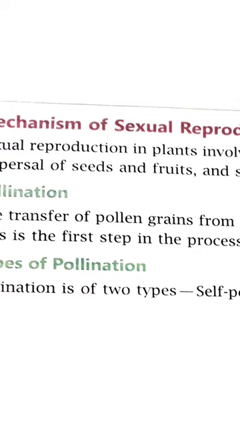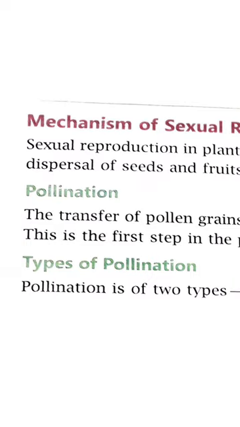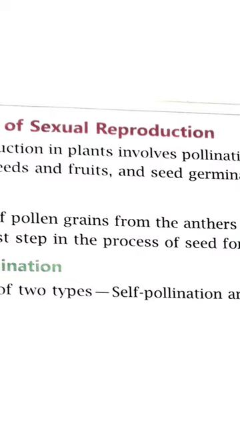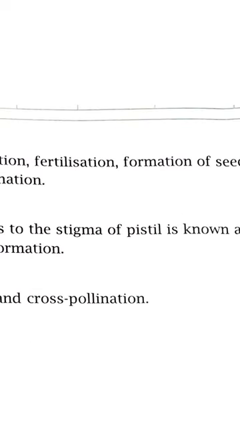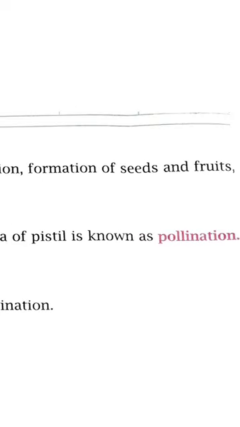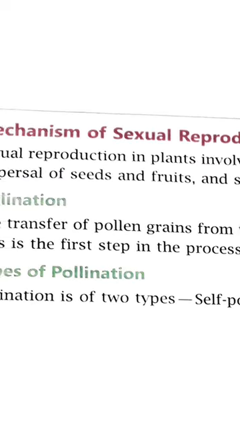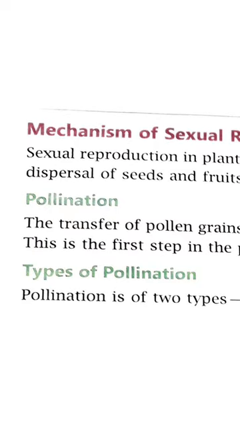Okay, so let us start the first process, that is known as pollination. The transfer of pollen grains from the anther to the stigma of pistil is known as pollination. What did I say? The transfer of pollen grains from anther to the stigma of the gynoecium or pistil is known as pollination. Simple.